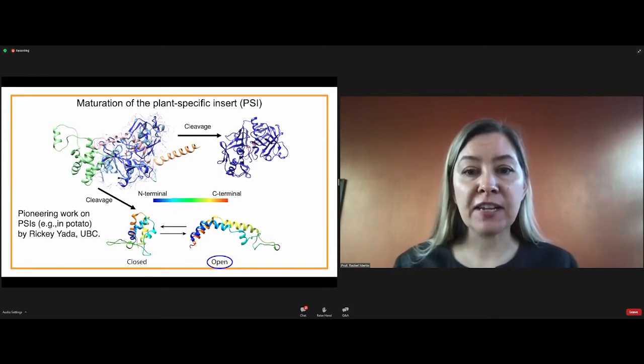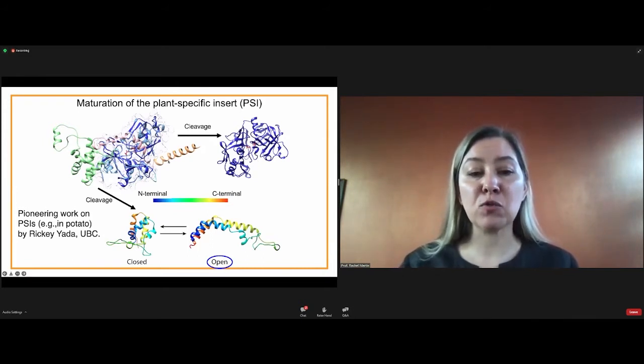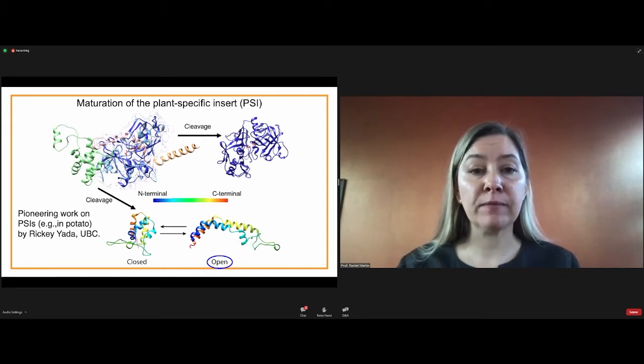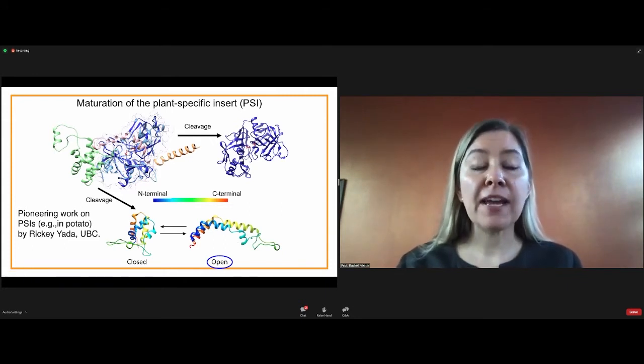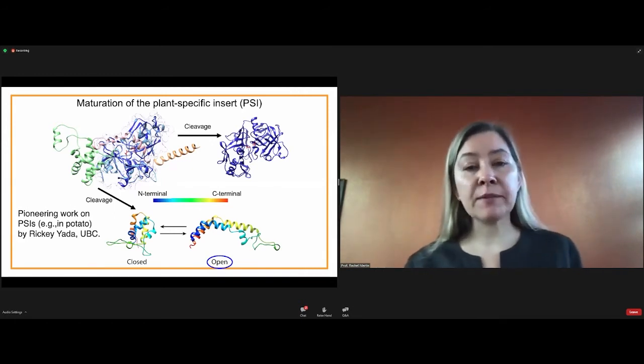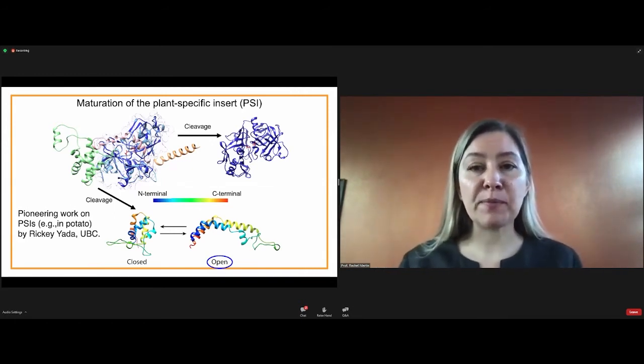Okay, so during the maturation of this protein, the PSI gets cleaved, and then it goes off and has its own adventures. It makes this little 4-helix bundle that has two states. There's a closed one and an open one. And we think the open one is the active version. Oh yeah, so what does it do? It's an antimicrobial peptide. So when you express these proteins, you get a protease and an antimicrobial peptide all in one.